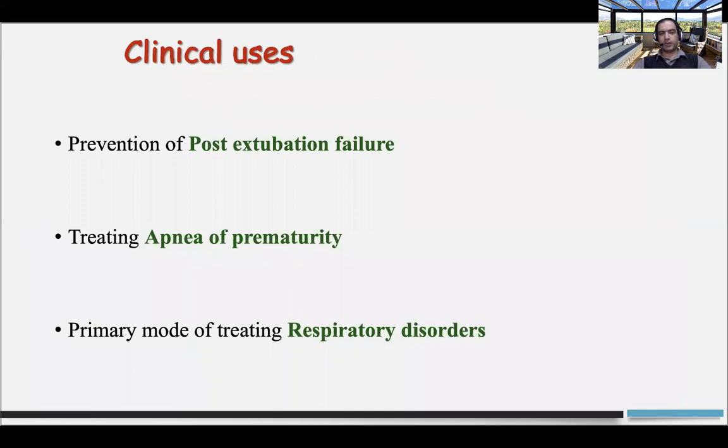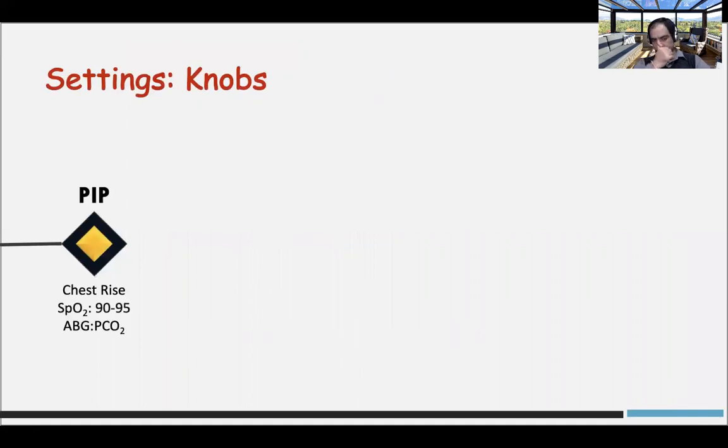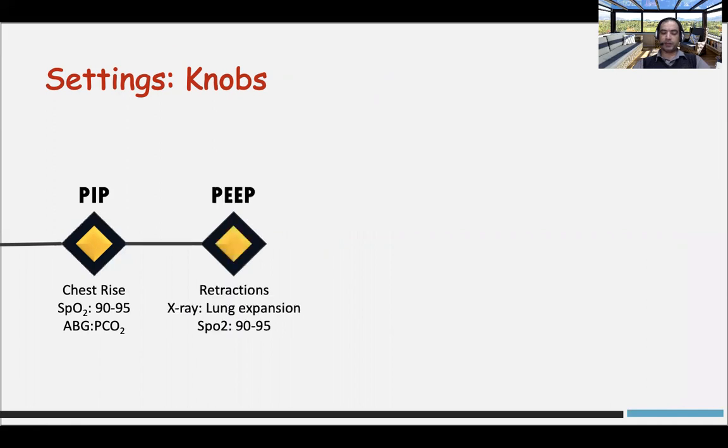NIPPV is mainly used for post-extubation and apnea of prematurity, and it is less commonly used as a primary mode for respiratory disorders in the majority of centers. The knobs one has to set for starting NIPPV include PIP, the adequacy of which is seen by adequacy of chest rise, saturation, and partial pressure of carbon dioxide. Then we have PEEP. The adequacy is determined by the absence of retractions, good lung expansion on the chest X-ray, which is defined as lung space of 6 to 8, and normal saturation.